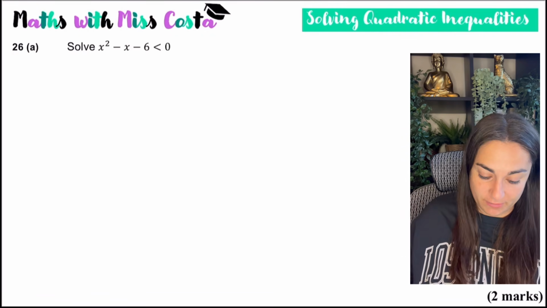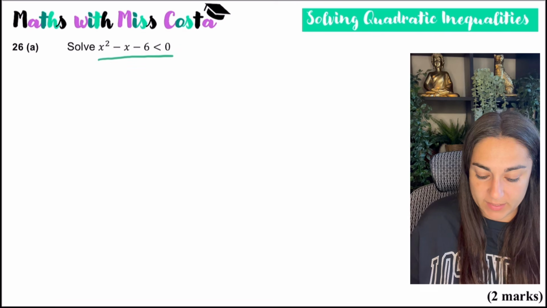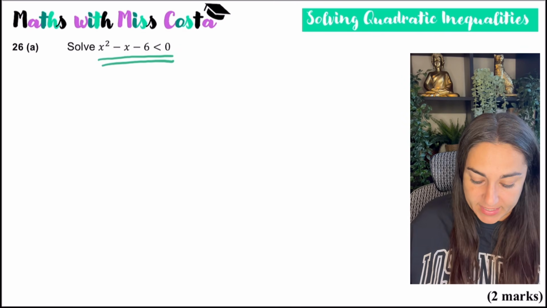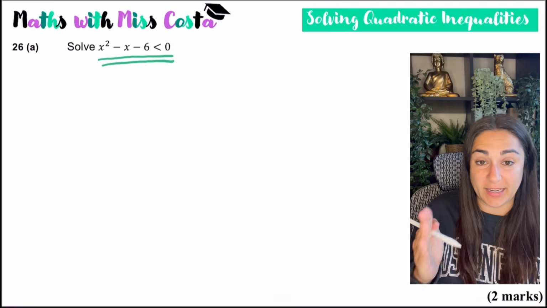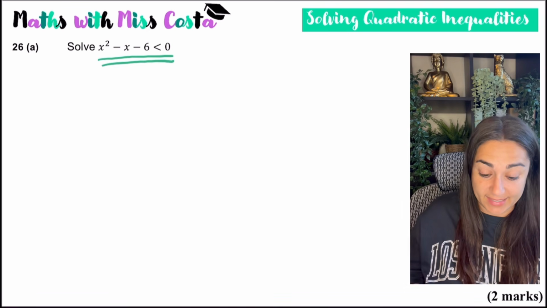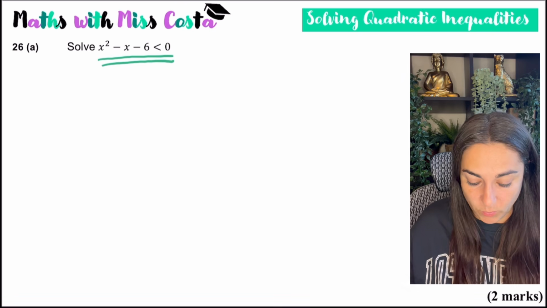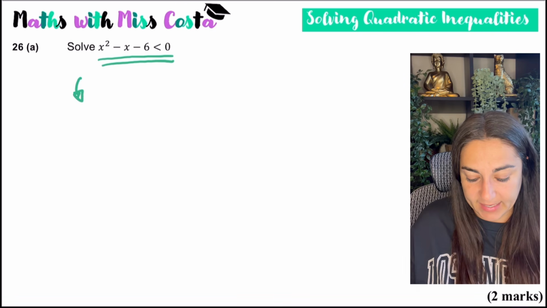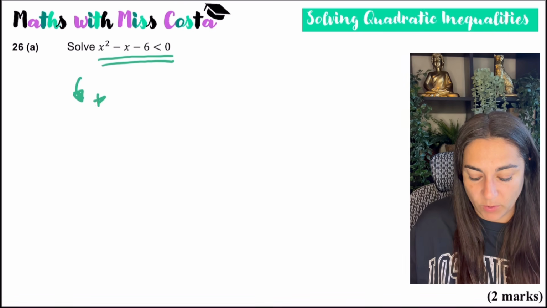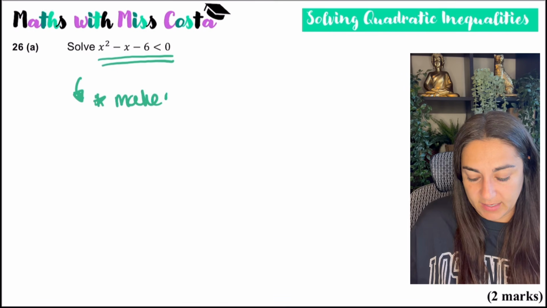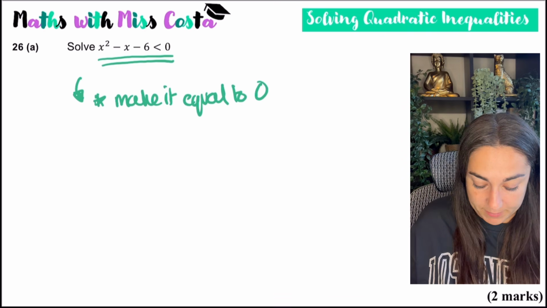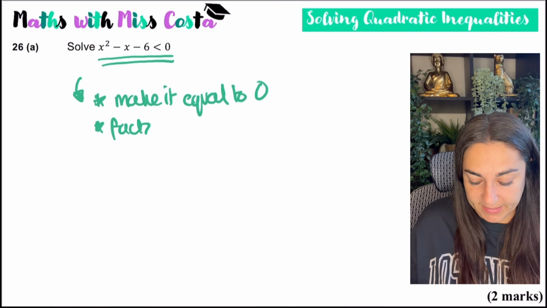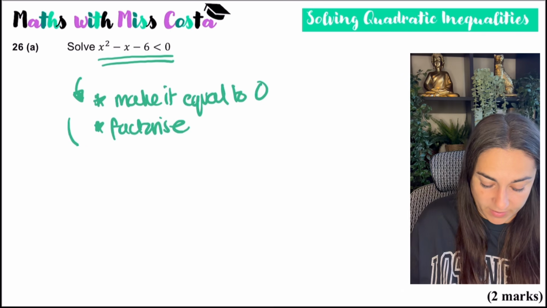Okay, in this question I have been given a quadratic inequality and I'm being asked to solve it. Now, whenever I want to solve a quadratic equation or an inequality, it needs to be equal to or less than or greater than 0. That has already happened, so all I need to do now is factorize. So remember, to solve, you make it equal to 0, or if it's an inequality, less than or greater than. Step 2 is you factorize.